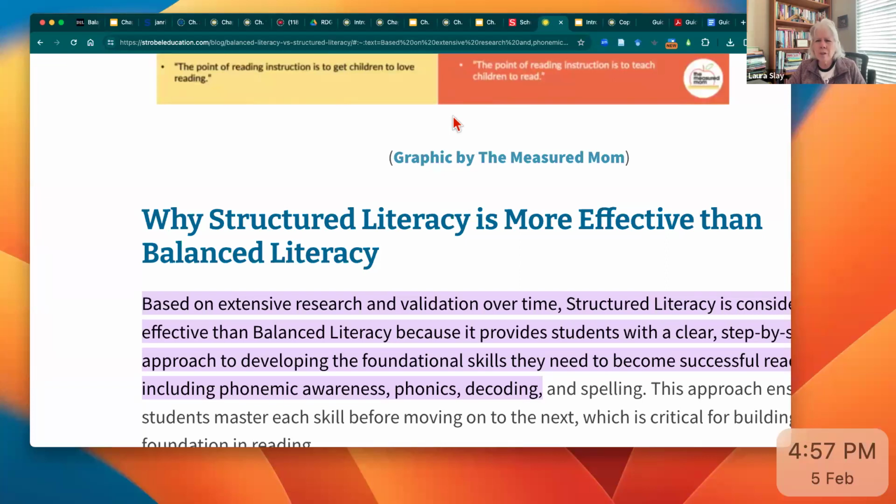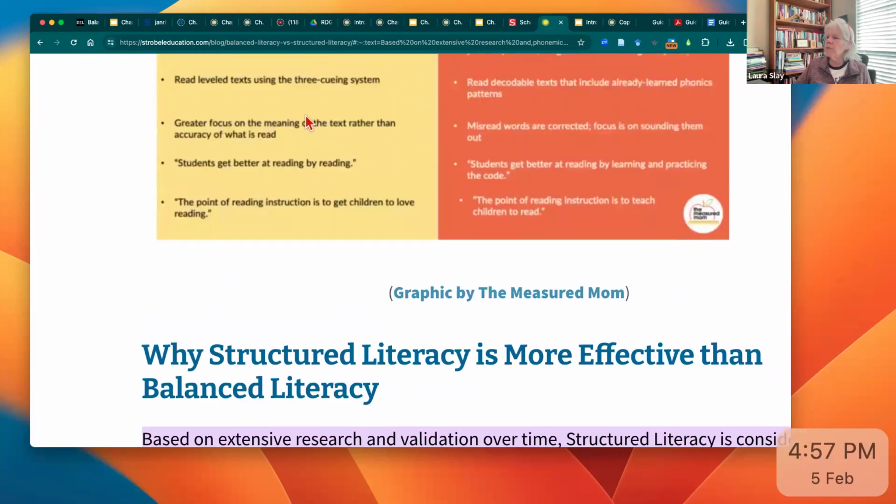Well, I don't think that the point of reading instruction is to get children to love reading. I think that statement has been taken out of context. The point of reading is to get children to read and to love reading because they can read. We want to motivate them to read. The point of reading instruction is to teach kids how to read and read effectively to become learners and users of text, to create and write their own text. Here it says that the point of reading instruction is to teach children to read. Well, of course it is. So I think there's pros and cons on both sides of these.